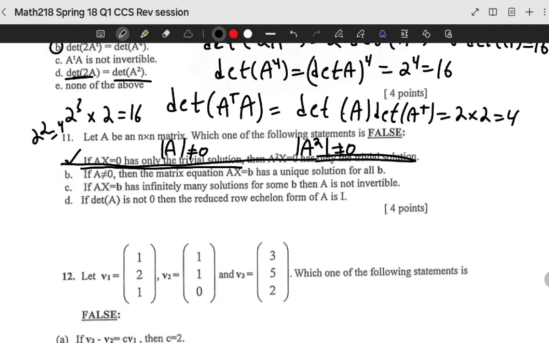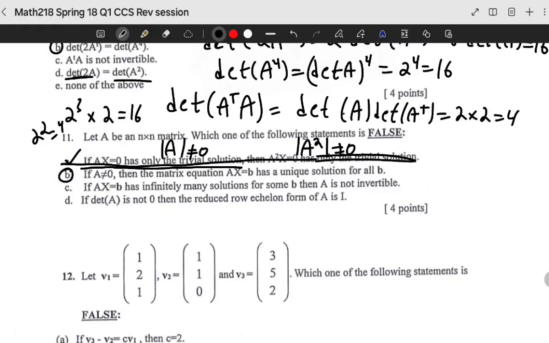For option B actually, if A is not equal to 0, then the matrix equation Ax equal to b has a unique solution for all b. This is not necessarily true, because what if A is not equal to 0, but A is not invertible? Then this wouldn't have a unique solution for all b. So this is a false statement.